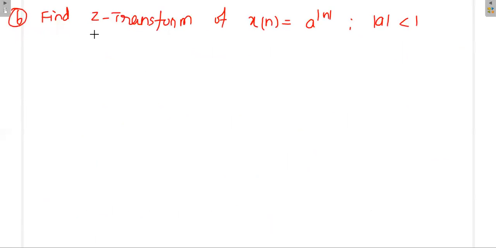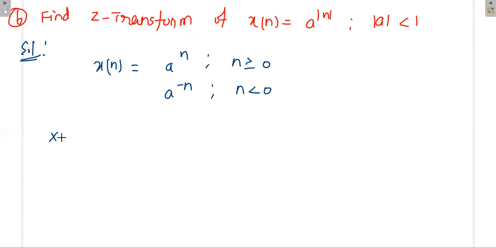So next, find the Z transform of x of n equal to a power mod n, where mod a is less than 1. x of n is equal to a power mod n. That means a power n when n is greater than or equal to 0, and a power minus n when n is less than 0. Then what is X of z? Summation n from minus infinity to plus infinity, x of n z power minus n.